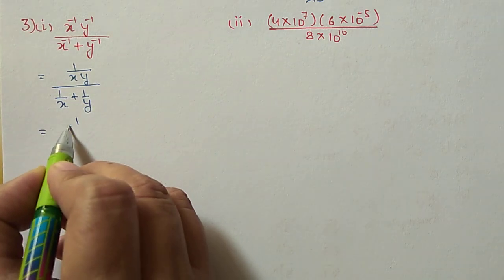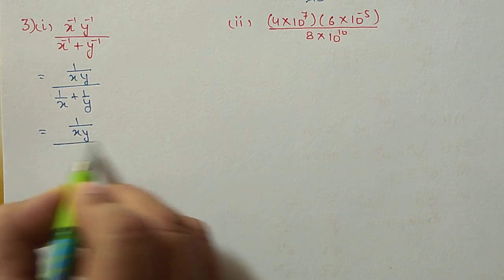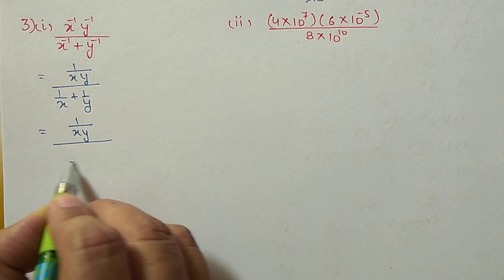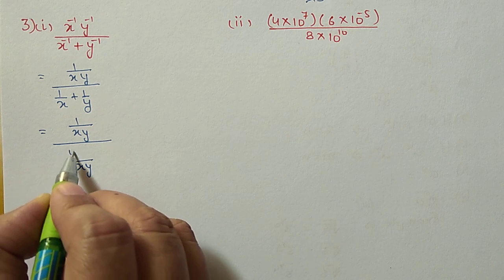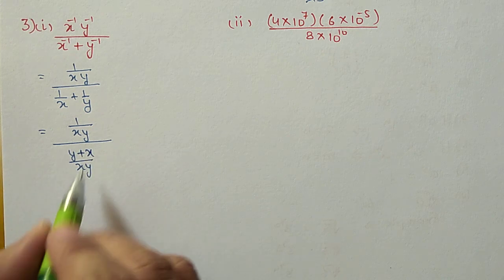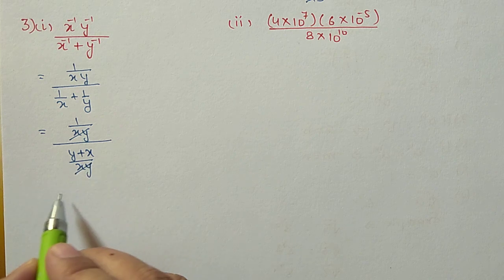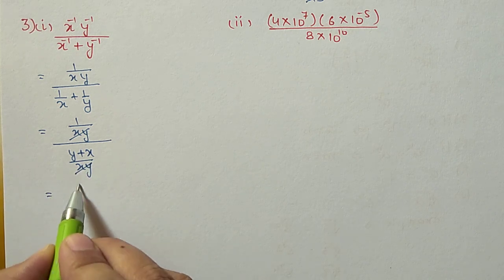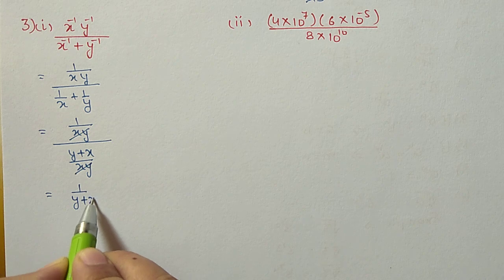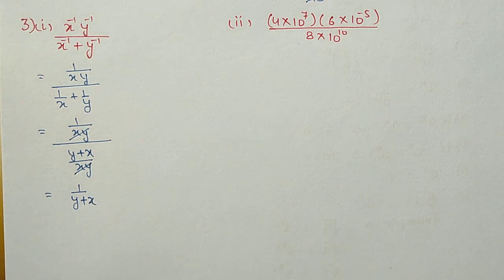Then in the numerator we will keep it as it is, and in the denominator we have to take the LCM. LCM will be xy, here we will get y and here x. So 1 by xy and y plus x by xy, this will cancel out. So we have 1 by y plus x, this is our answer.